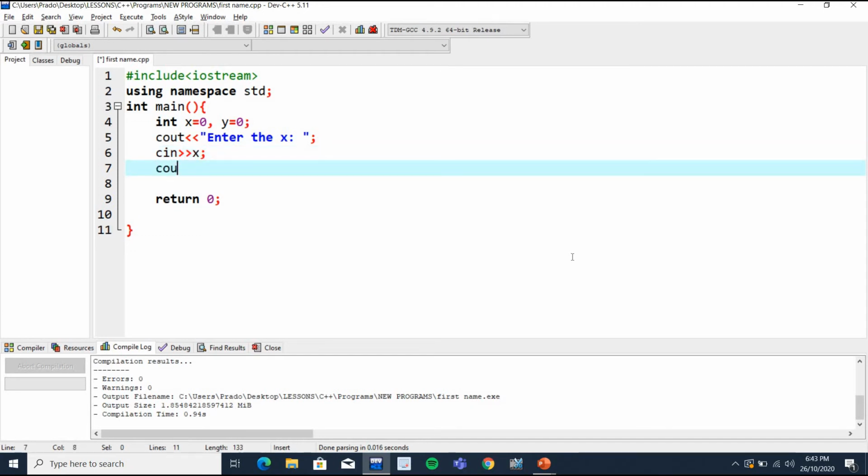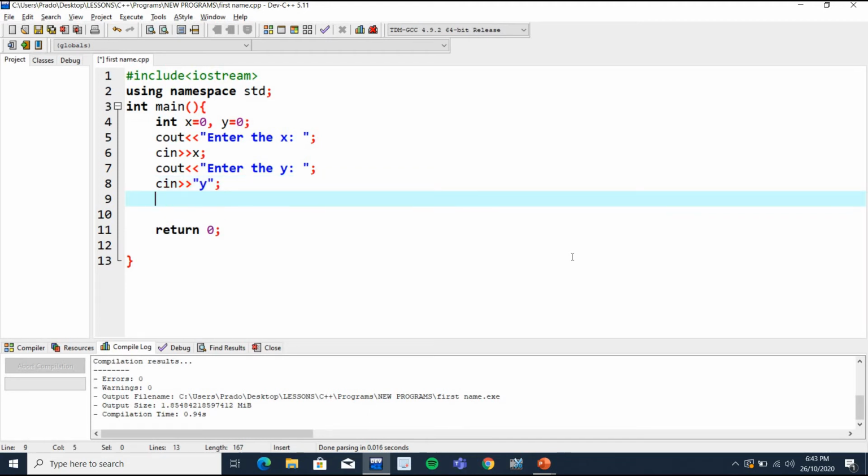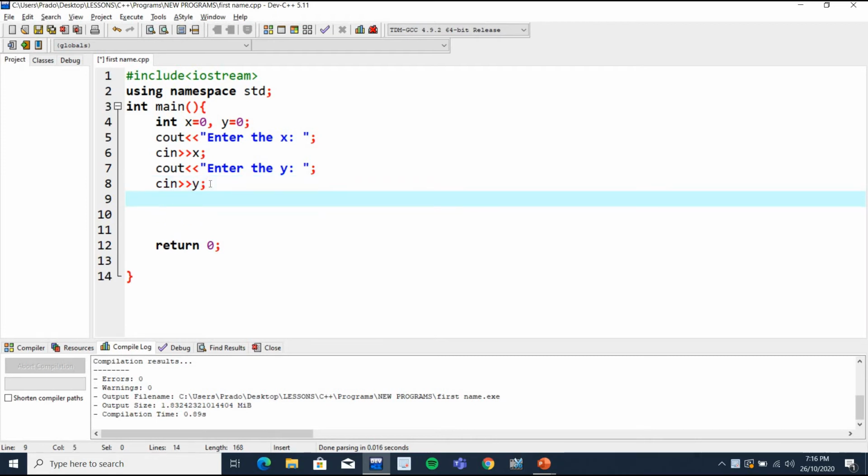Next, cout. Next po is enter the y. And then semicolon, cin, and then y. Saka po natin sila i-interchange. And then saka po natin i-display po yung mismong or yung interchange or new value ng x and y.